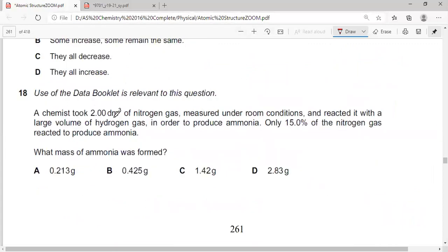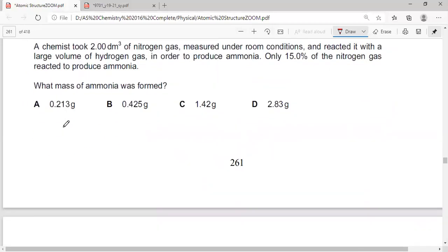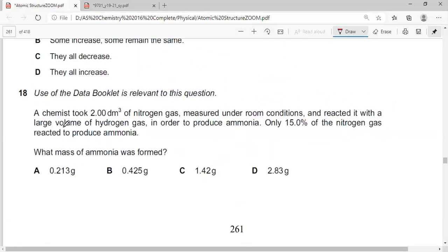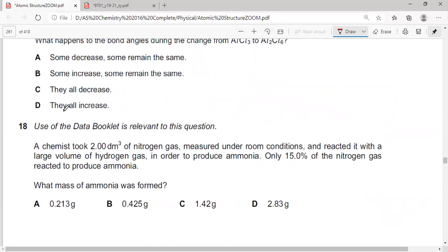A chemist took 2 dm cubed of nitrogen gas measured at room temperature and reacted it with hydrogen gas. Of course, it's the Haber process, to produce ammonia. Only 50% of the nitrogen gas was reacted to produce ammonia. What's the mass of ammonia? Very simple, I hope it's simple to you too. Give the equation first.